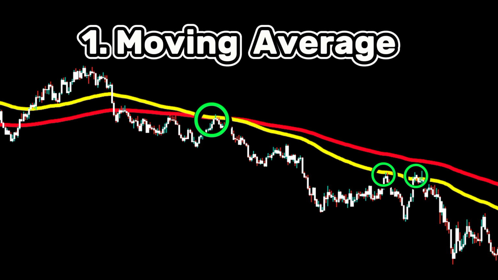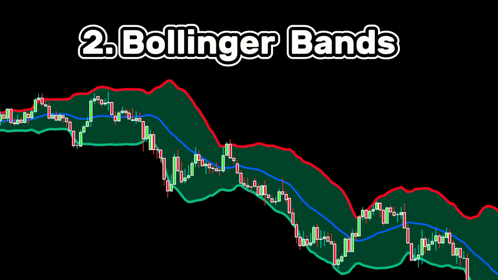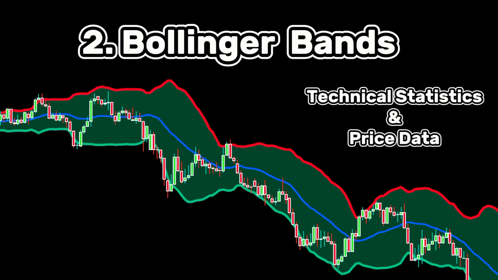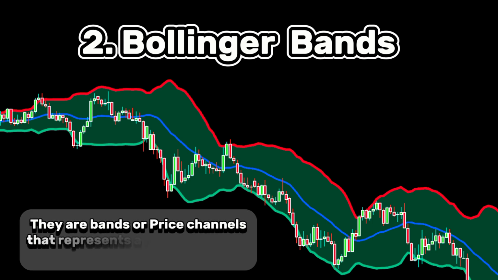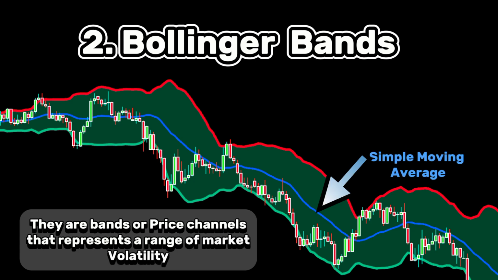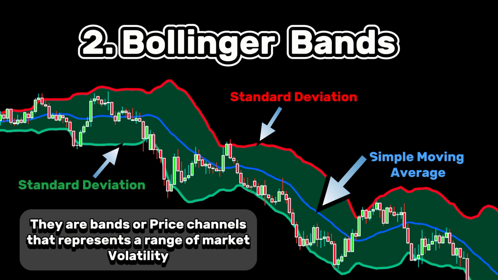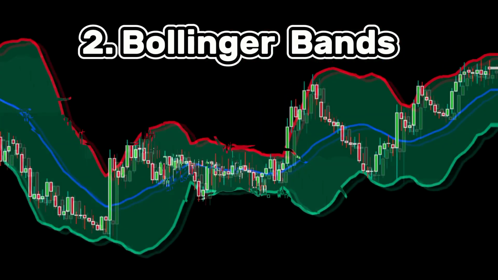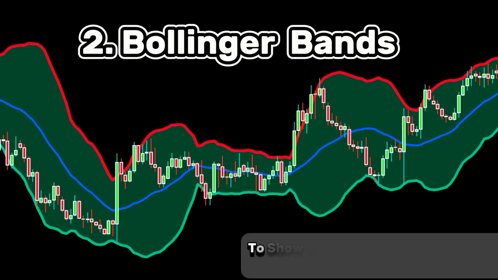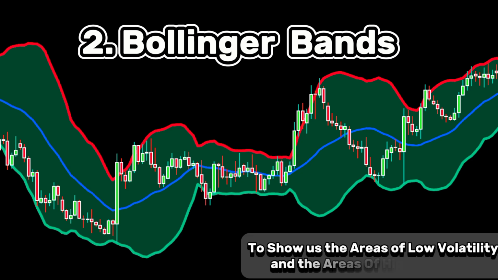The next indicator is called the Bollinger Bands. The Bollinger Bands are used for analyzing technical statistics and price data in order to get the main direction of the market. They are bands or price channels that represent a range of market volatility. It is made up of a simple moving average line, which is the blue line in the middle, and an upper and lower band of standard deviation, which is the red and green line respectively. The major purpose of the Bollinger Bands is to show us the areas of low volatility and the areas of high volatility in the market.